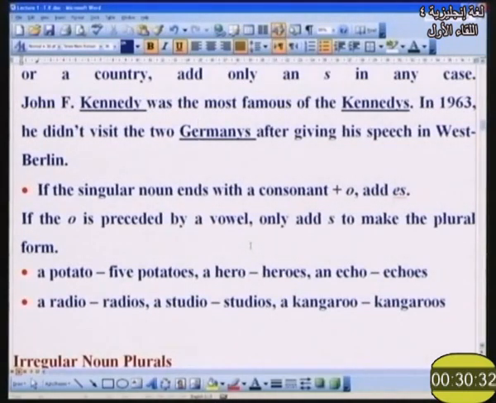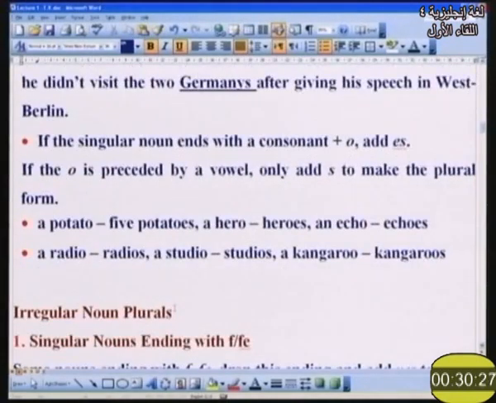So if the singular noun ends with a consonant plus O, add ES. Consonant plus O. Let's look at the examples. Potato, before the O is a T. It is a consonant. Then potato, potatoes. Hero, بطل. The plural is heroes with an ES. Echo, it ends with an H before the O. The plural is echoes with an E. And by the way, the E is not pronounced. It is not a way to relax or to have a rest while pronouncing. No. Potatoes, heroes, echoes without pronouncing the E.